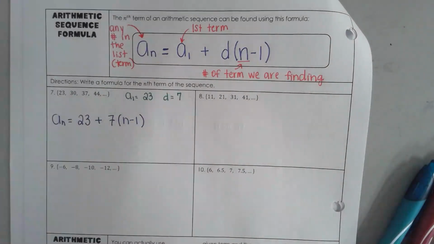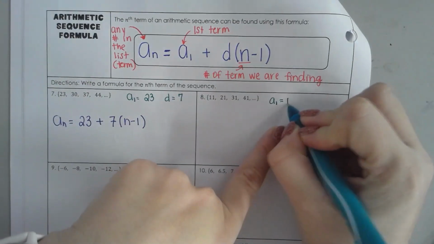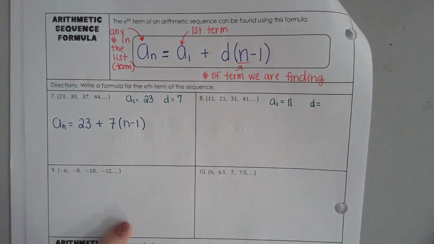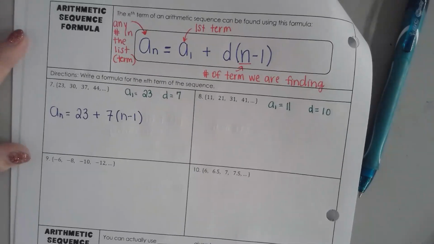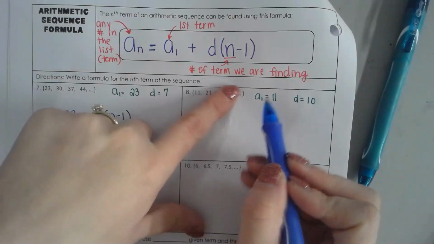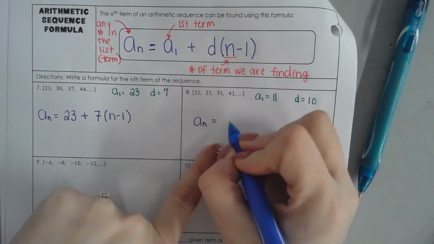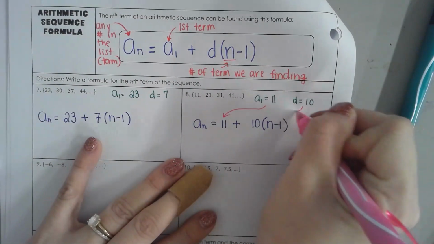Alright, so number 8, we have the sequence 11, 21, 31, and 41. We need A1, and we need the common difference. What is A1? 11. What is the common difference? 10. So a formula that's going to help me find any term in the sequence: 11 plus 10 times N minus 1. Why do you put A1 instead of AN for A1 equals? Well, because I'm just going over here on the side and reading wrong. Thank you.